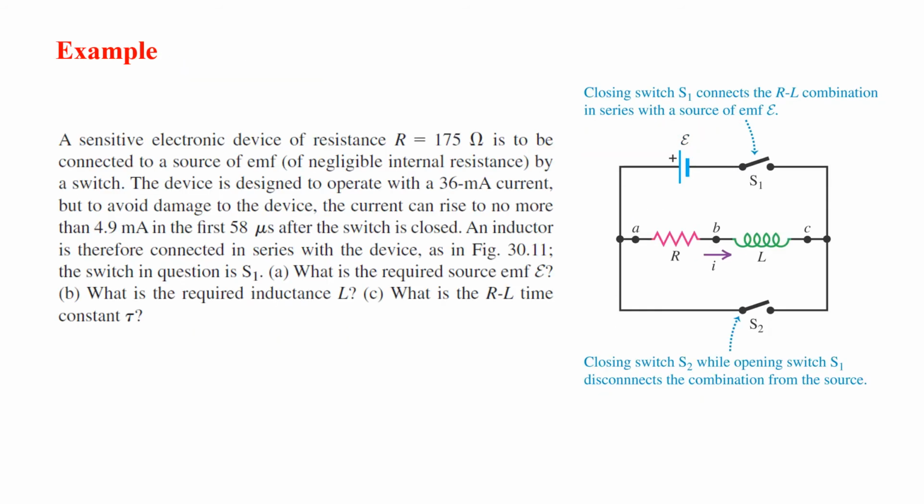Let's have an example. A sensitive electronic device of resistance 175 ohms is to be connected to a source of EMF of negligible internal resistance by a switch. The device is designed to operate with a 36 milliampere current, but to avoid damage to the device, the current can rise to no more than 4.9 milliamperes in the first 58 microseconds after the switch is closed. An inductor is therefore connected in series with the device as shown in the figure here. The switch in question is S1.